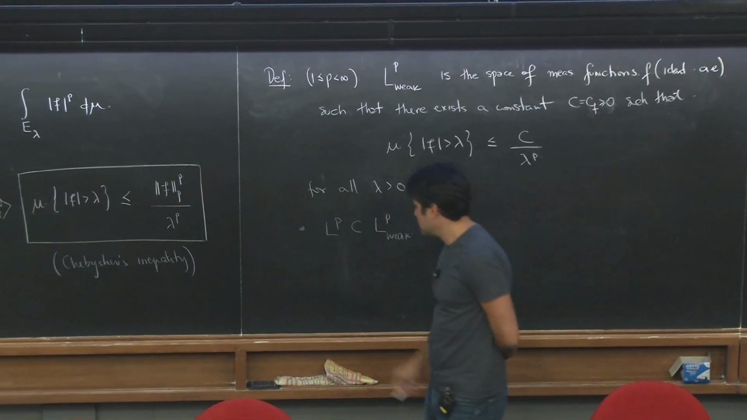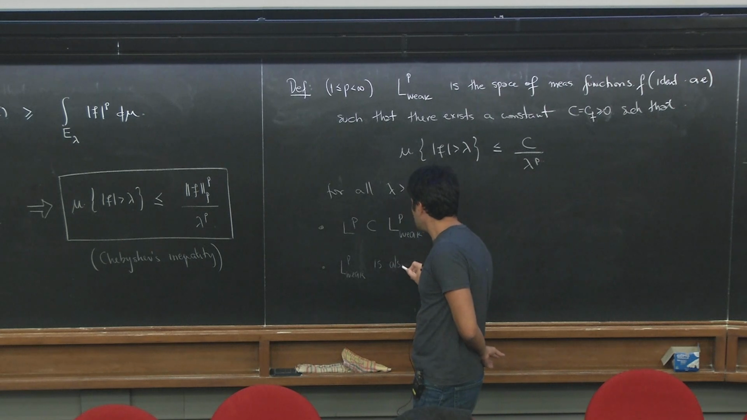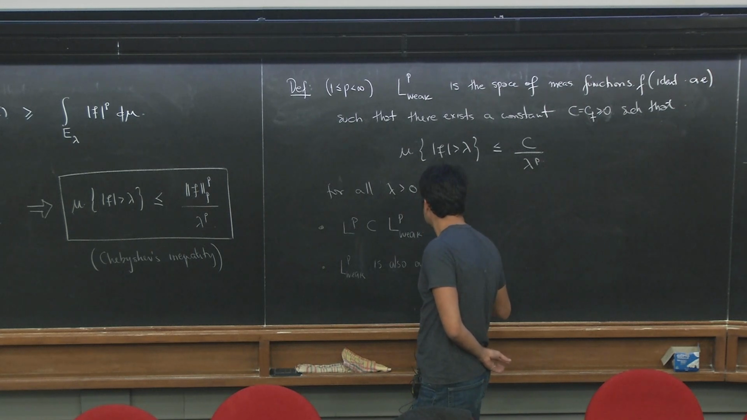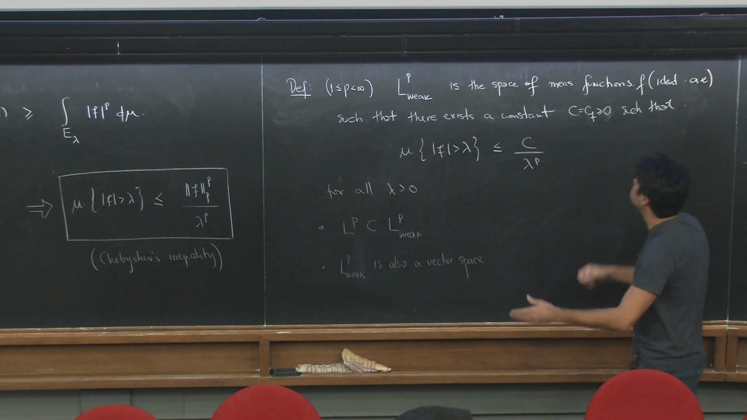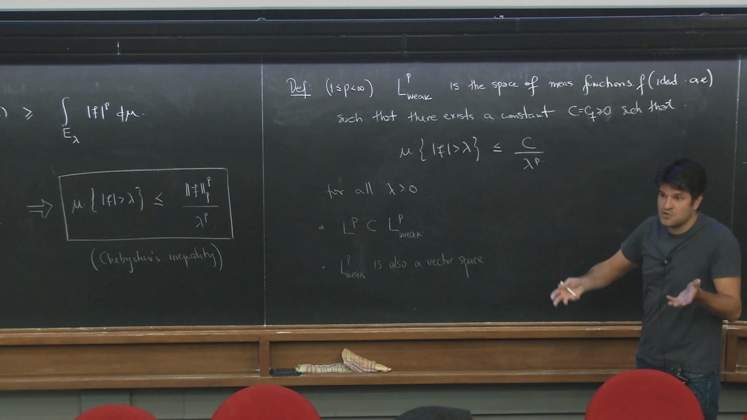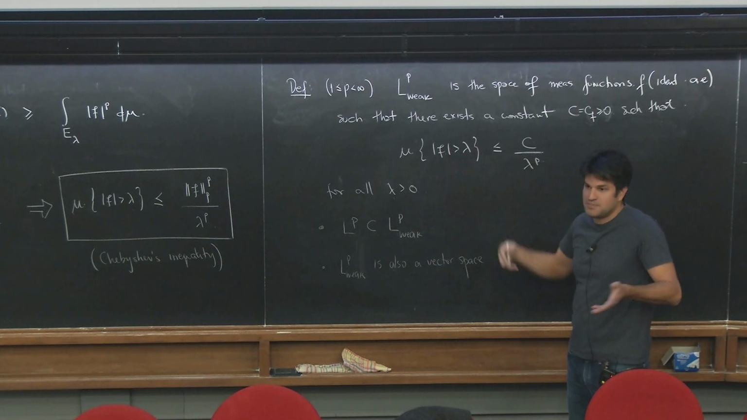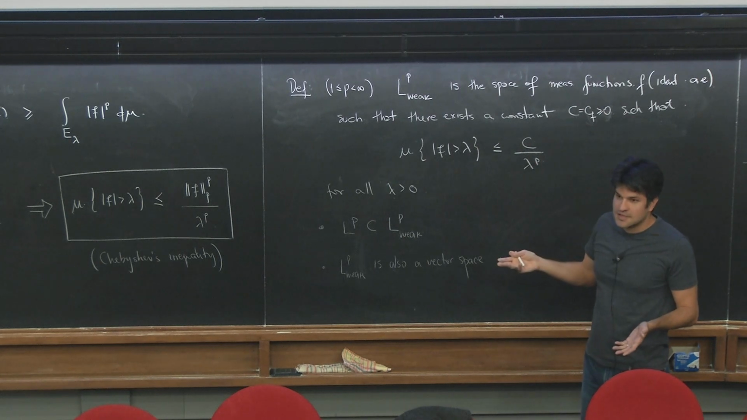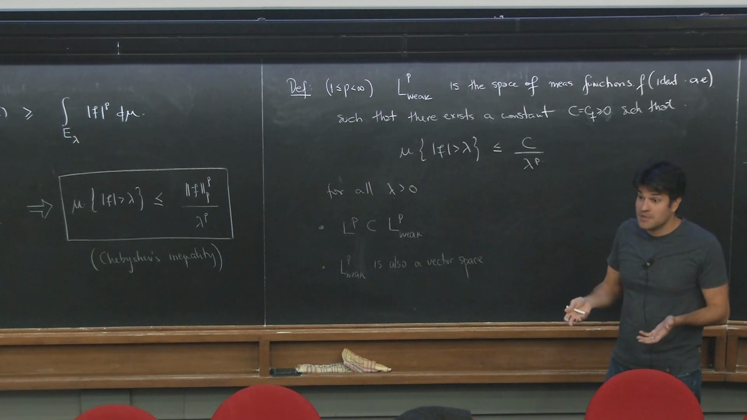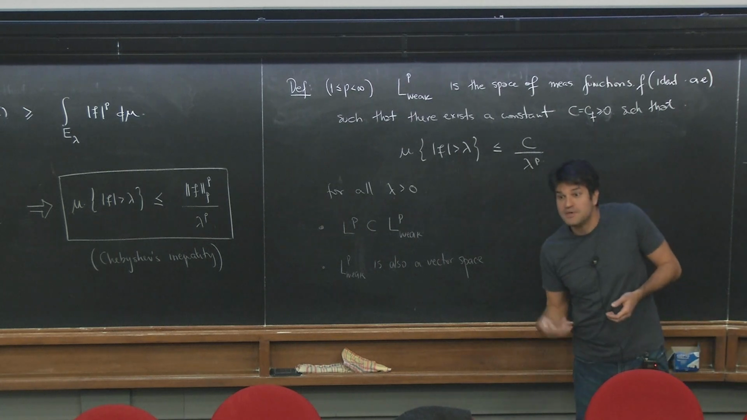Another trivial thing is that this space LP weak is also a vector space. Right? You can take two functions f and g, and you can add them up. So the set where f plus g is bigger than lambda, you can use an inequality like this to say that's because f is bigger than lambda over 2, or g is bigger than lambda over 2.